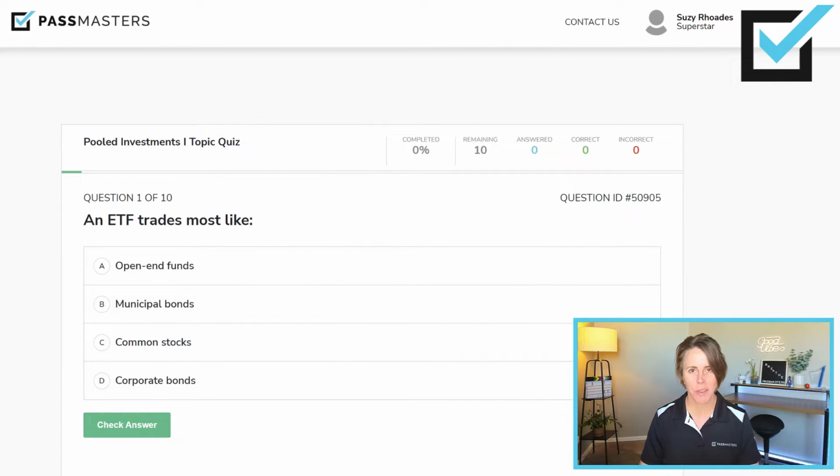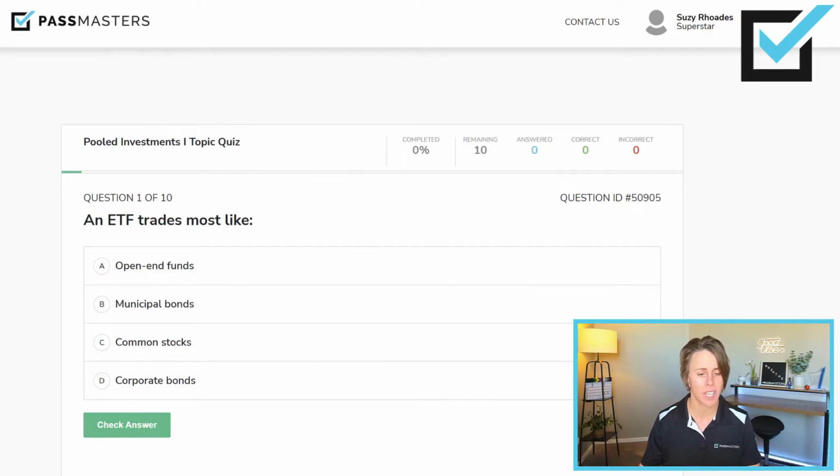An ETF trades most like: choices include open-end funds, municipal bonds, common stocks, or corporate bonds. An ETF stands for an exchange-traded fund. So it's a type of pooled investment similar to an open-end mutual fund, but an exchange-traded fund trades in the market, in the secondary market, on an exchange. It trades most like common stocks.